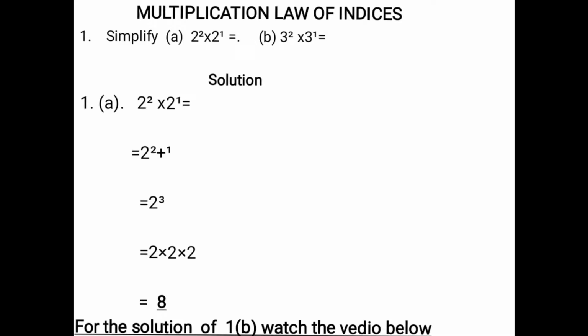2 power 3 means 2 multiplied by itself 3 times, simply 2 times 2 times 2. 2 times 2 is 4, and 4 times 2 is 8. Question B, find on your own. After you find it on your own, you're going to watch a video to prove that you have applied the multiplicative law of indices.